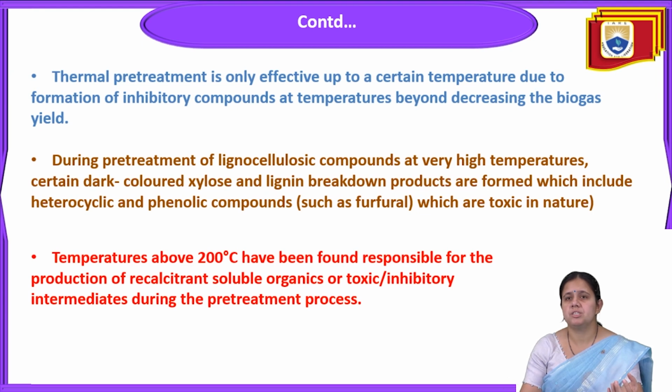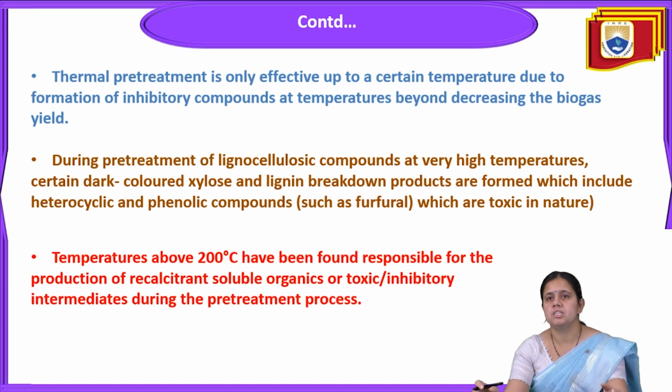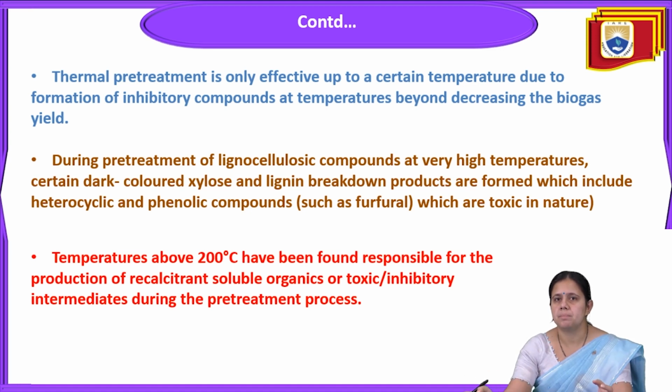So thermal pretreatment is only effective up to a certain temperature because of the formation of inhibitory compounds at temperatures beyond that, decreasing the biogas yield.